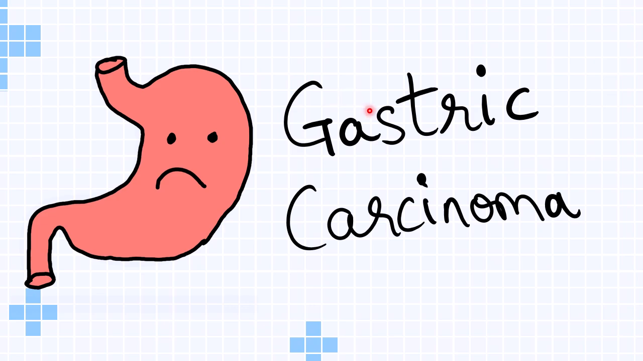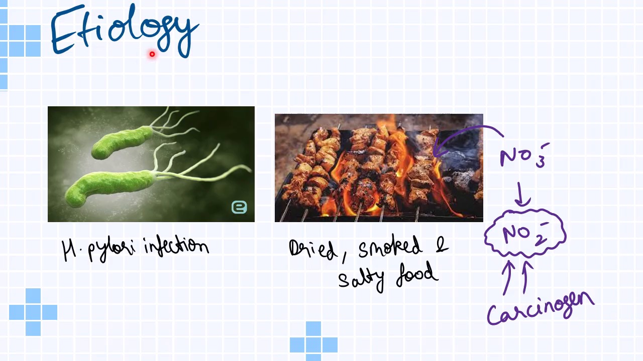In this video, we'll talk about gastric carcinoma, mainly etiology, morphology, and clinical features. Starting with etiology, which includes H. pylori infection. Funny enough, even H. pylori causes peptic ulcers. To know more about peptic ulcers, do watch my video on it.